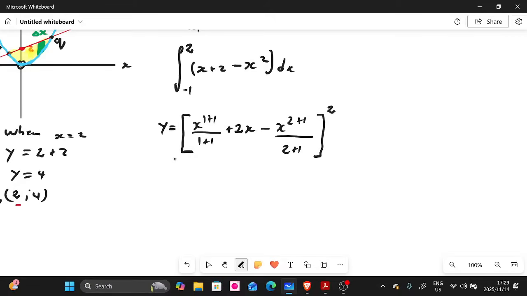And then we have 2 there, and we have negative 1. Those are still limits. Remember, the limits are not powers. So from here, you can start. The first bracket is for the upper limit. So if we say x to the power of 1 plus 1, this is going to be x to the power of 2 divided by 1 plus 1, that is going to be 2. The middle term is fine, it's just going to be 2x. And then the third term is going to be negative x to the power of 2 plus 1, which is 3, divided by 2 plus 1, which is 3.